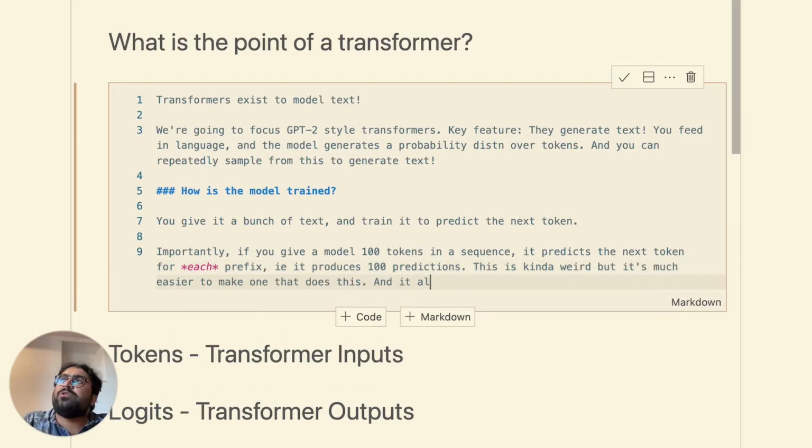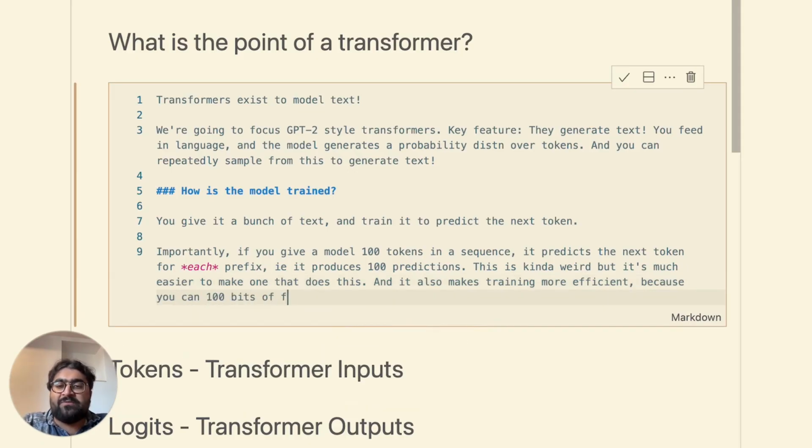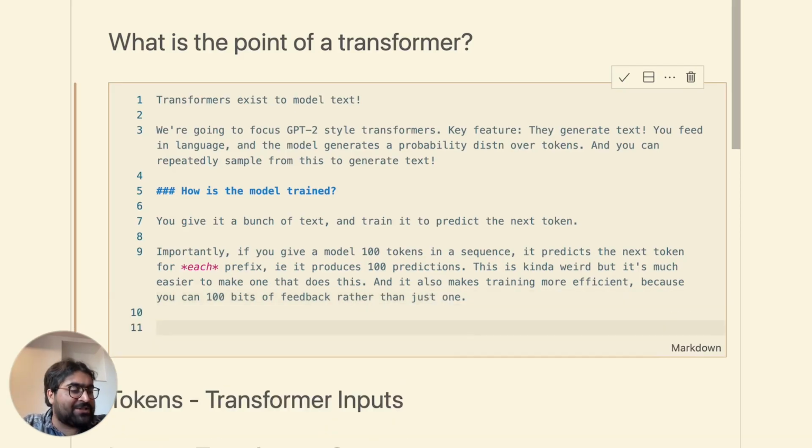And it also makes training more efficient, because if you have 100 predictions, you can get 100 bits of feedback rather than just one. A natural objection would be: you're training the model to predict the next token, you give it 100 tokens, it makes 100 predictions, but 99 are trivial because you've already told it what the next tokens are, so like, what?